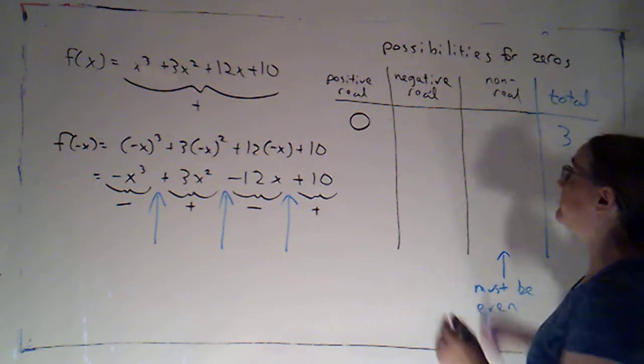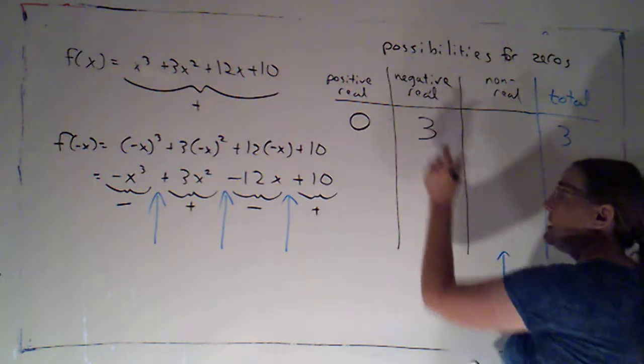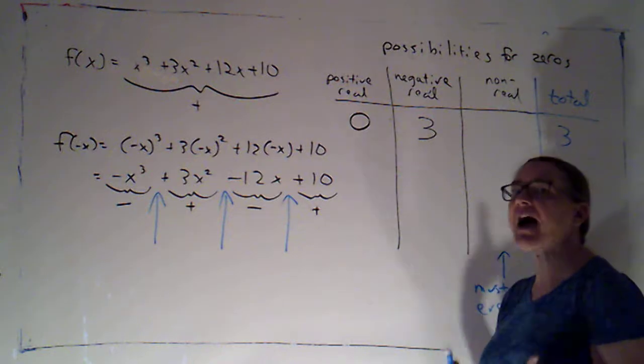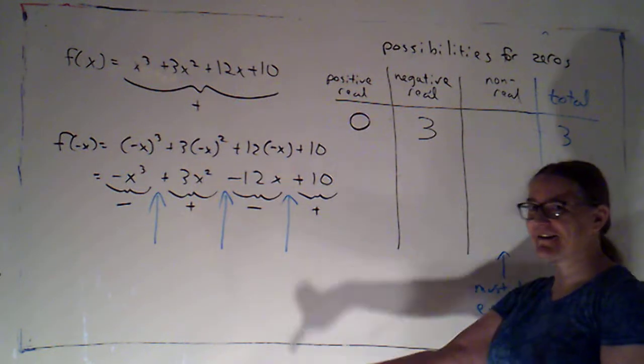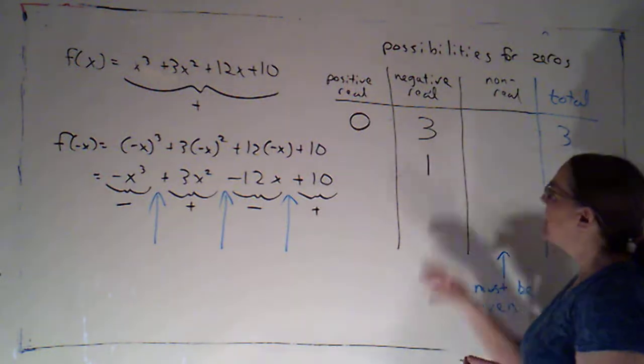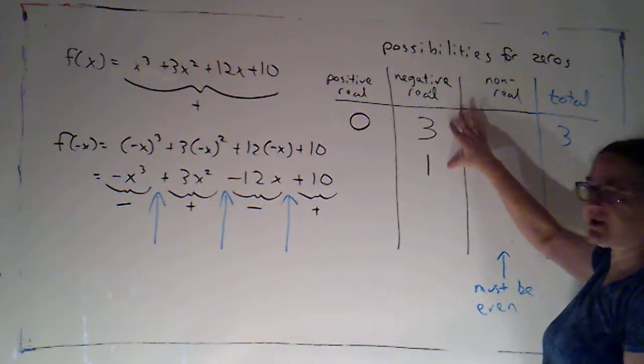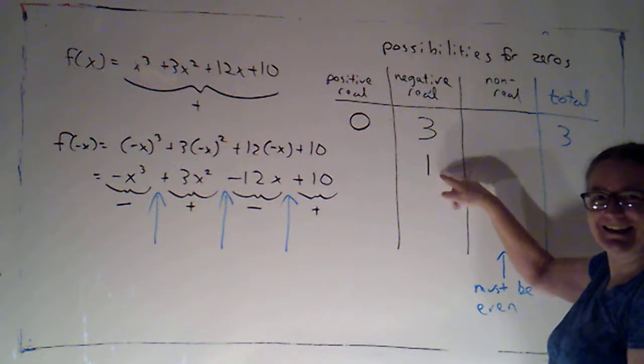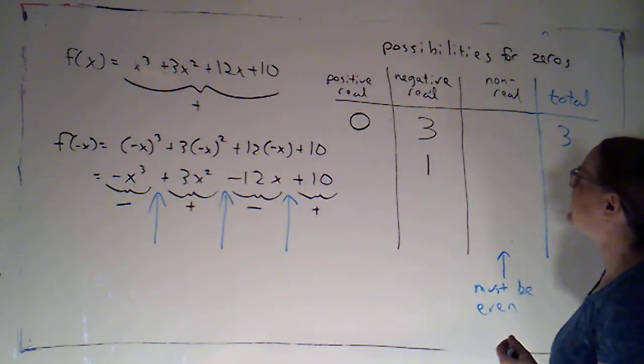So for negative real zeros, I could have 3, or I could have less than that by a multiple of 2, because if I lose 1, I lose a pair. So 2 less than that would be 1, and those are going to be my only options, because I can't go 2 less than that and still have a non-negative integer.